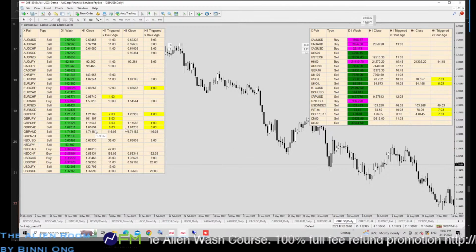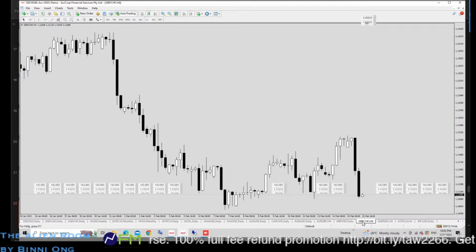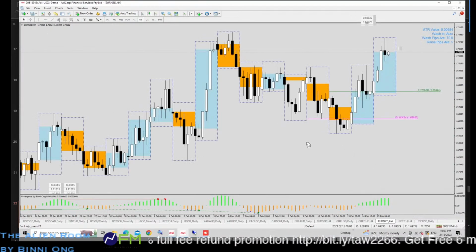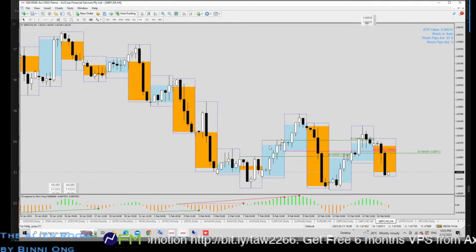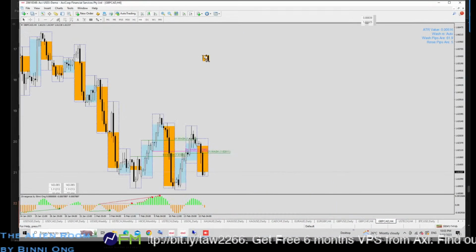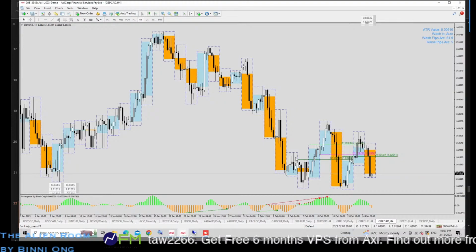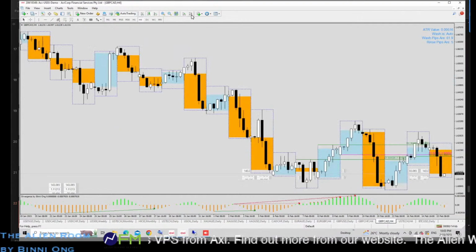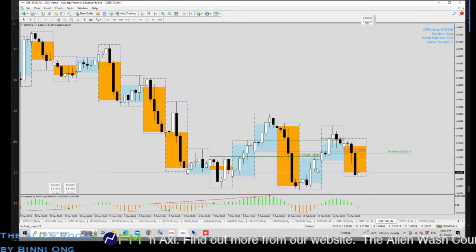Okay, now let's check out pound cat. Let's take a look at pound cat here. Okay, now this is pound cat. When you come to pound cat, the problem is, wow, so many lines here. You see, so many lines is very confusing, isn't it? So try not to put too many lines until your eyes are used to it.